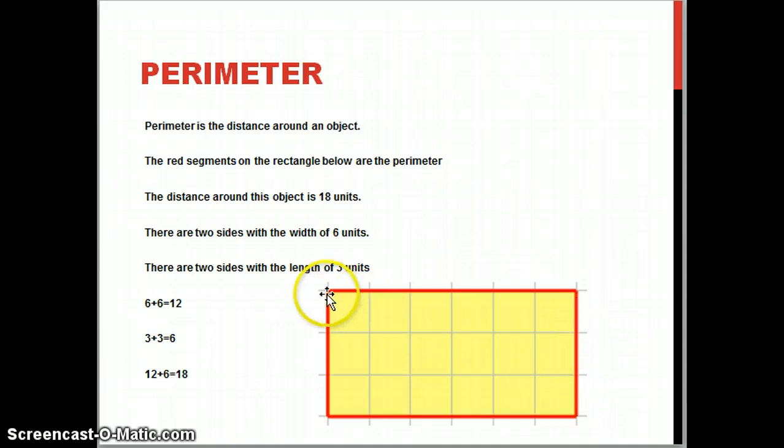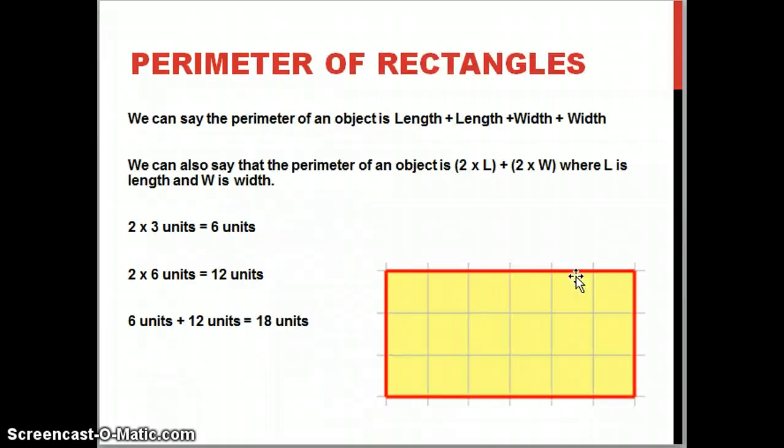There are two sides of 6 units, these longer sides here on the top and bottom. And there are two sides with a length of 3 units on the sides here, these shorter sides. We can add up all those values to get the perimeter. So 6 plus 6 is 12, 3 plus 3 is 6, and 12 plus 6 is 18.